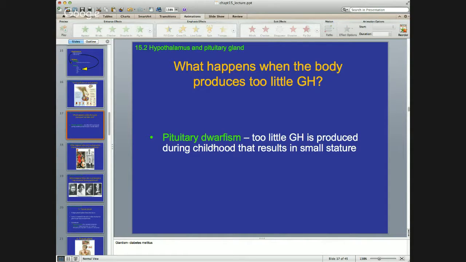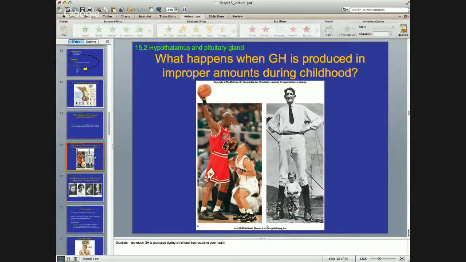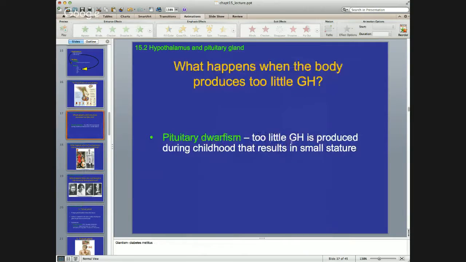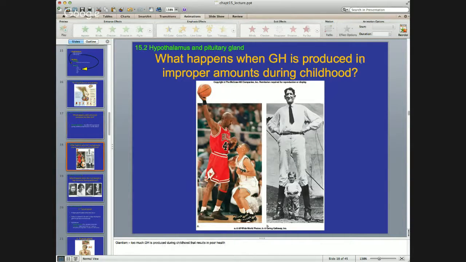For example, when too little growth hormone is produced during childhood, it results in the small stature of the individual, known as pituitary dwarfism. So that's too little growth hormone being produced. What happens when growth hormone is produced in improper amounts during childhood? You can have pituitary dwarfism, or you can have what is known as giantism. That's a giant there. This is when too much growth hormone is produced during childhood.